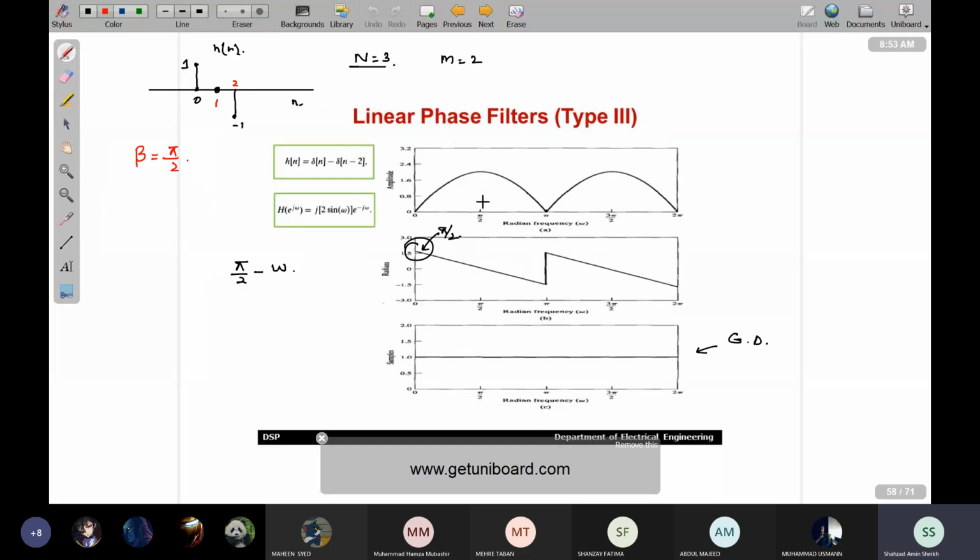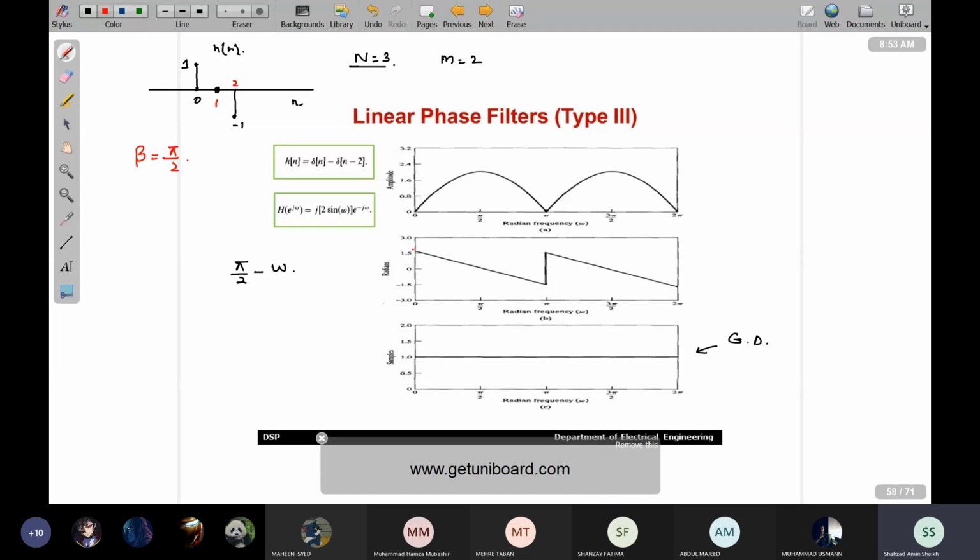Now again we are coming to type 3 filters. We have talked about this. This time the frequency response is j 2 sine omega exponential minus j omega. Now what is the phase response? The phase response is coming from here: pi by 2 minus omega. So this time beta is equal to pi by 2. That is coming from here.